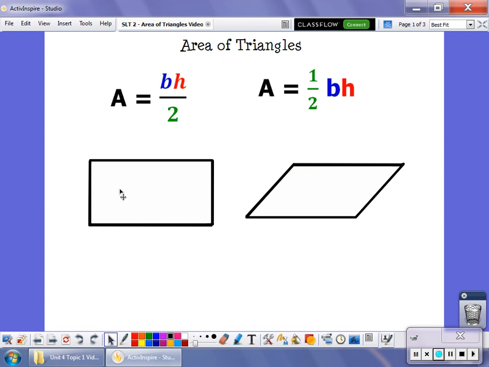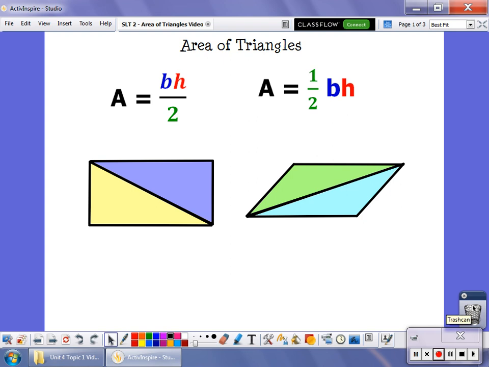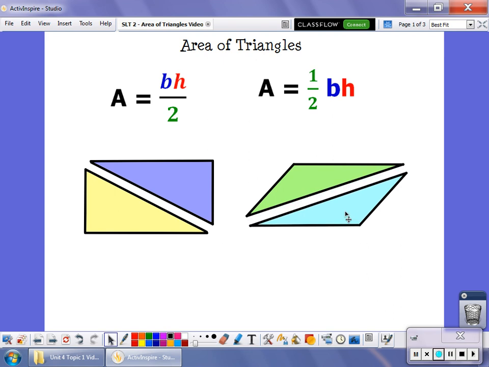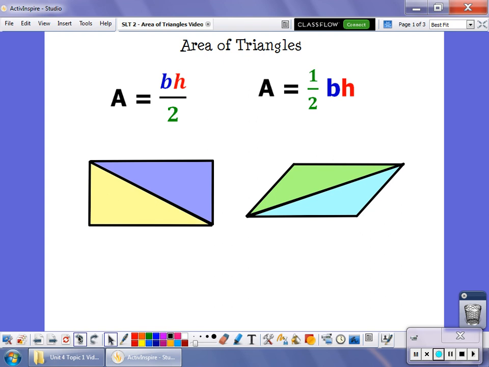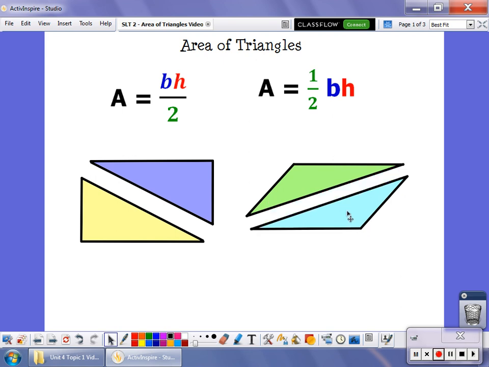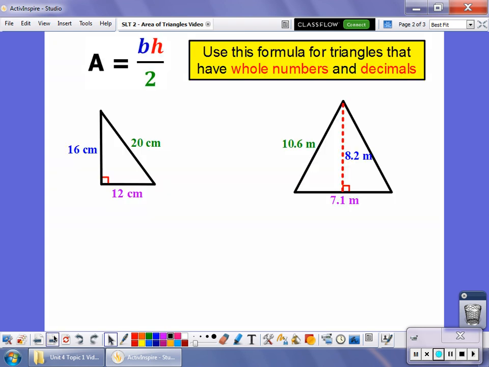Look what happens if I move this out of the way. Okay? You can see that this rectangle is actually made up of 2 triangles. In this parallelogram, same thing, made up of 2 triangles. So if I find the area of the whole rectangle, base times height, and then divide it by 2, I'm actually finding the area for one triangle. Same thing over here. If I find the area for the whole parallelogram and then divide it by 2, I get the area for each triangle.